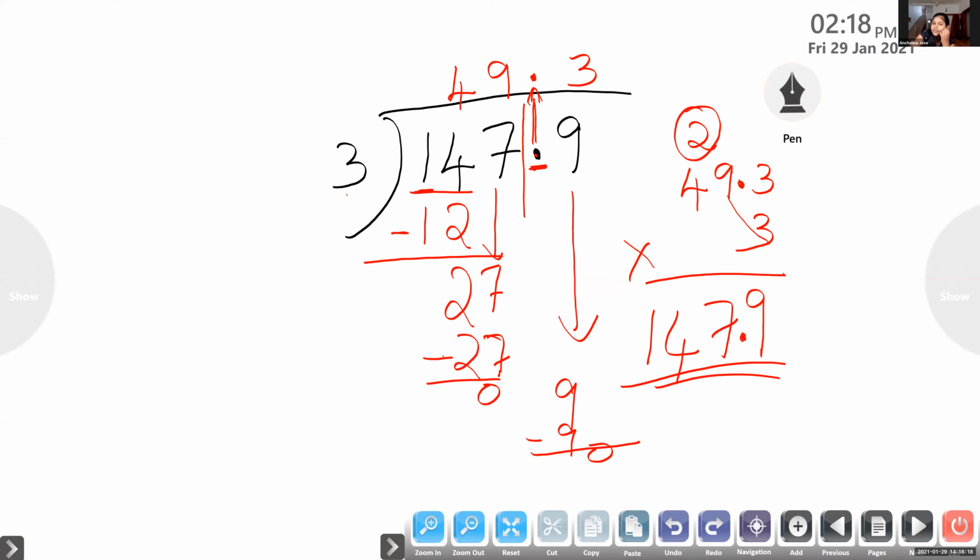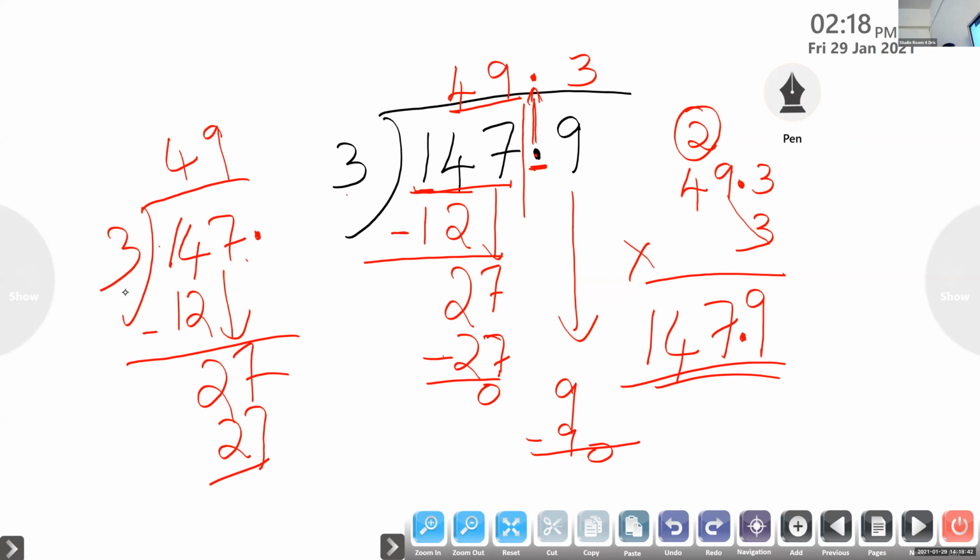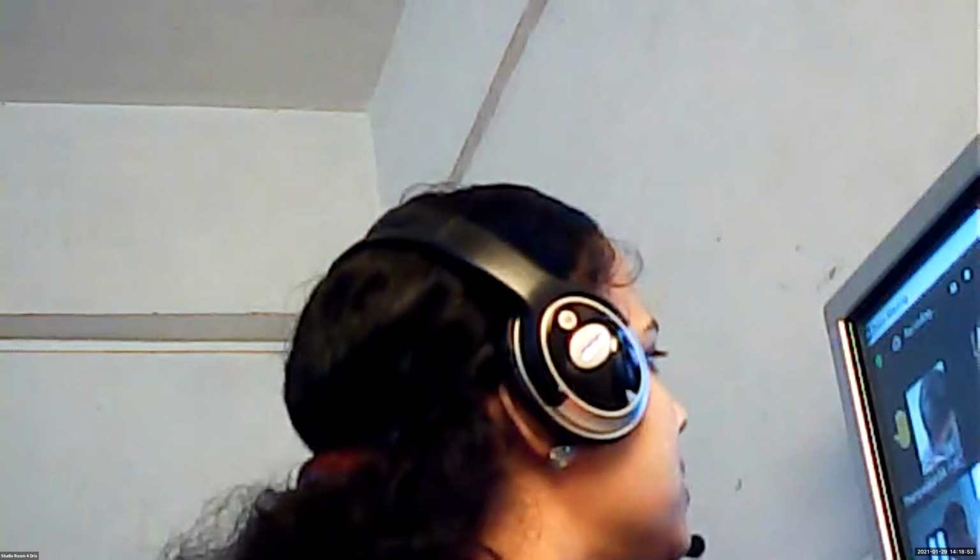Here, 147, 3 digits are there. But in the answer, we are not checking or counting the number of digits, okay? We are checking 147 divided by 3. So I'm checking, can I divide? 4 3s are 12. So when I subtract, I got 2. Bring down 7, 27. 9 3s are 27. So my integral part is over. Then I can put the decimal point here because here the decimal point is there. I'm not counting the numbers. In the integral part, there are 3 numbers, but there is no need to have 3 digits in the answer.